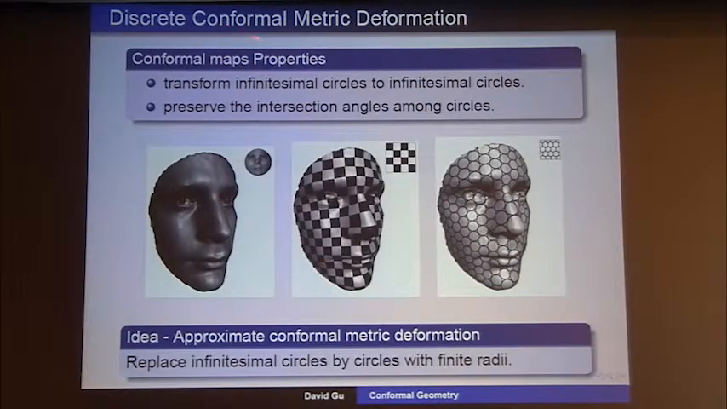Defining the conformal metric deformation is more tricky, and this is actually the key. So we know that in the smooth case, we conformally deform this surface to the plane. Then this deformation is conformal if and only if we map infinitesimal circles to infinitesimal circles. Then in the discrete case, we replace infinitesimal circles with finite circles. Okay, what does that mean?